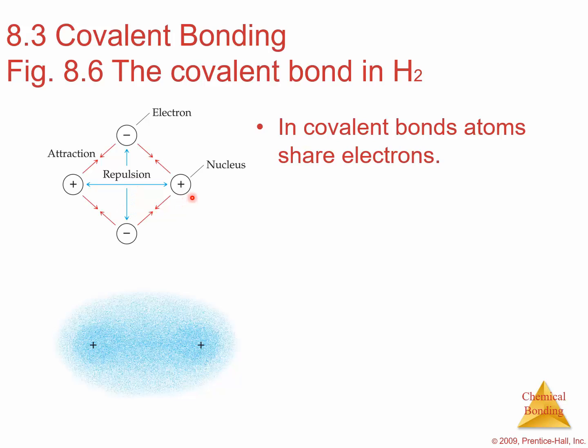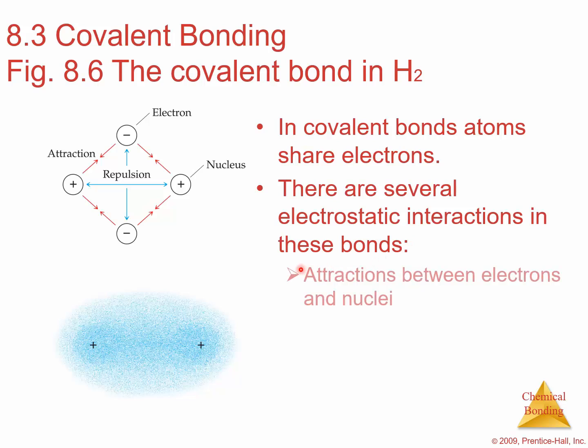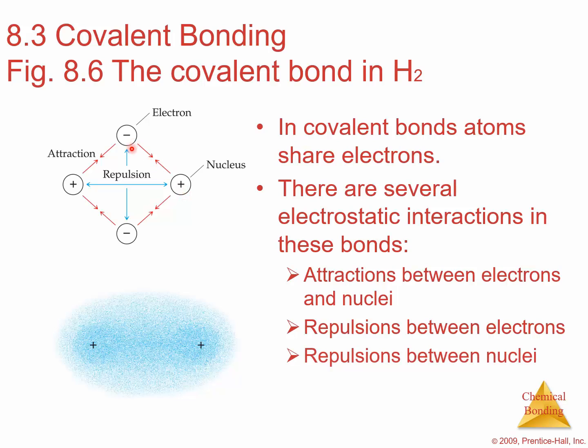In essence, the shared pair of electrons in any covalent bond acts as a kind of glue to bind atoms together. So again, there are several electrostatic interactions in these bonds: attractions between electrons and the nuclei, repulsion between electrons, and repulsion between nuclei. In this figure, you see the attractions and repulsions among electrons and nuclei in the hydrogen molecule. And down here, we see the electron distribution in the H2 molecule.